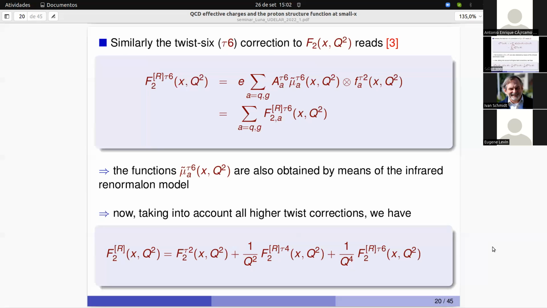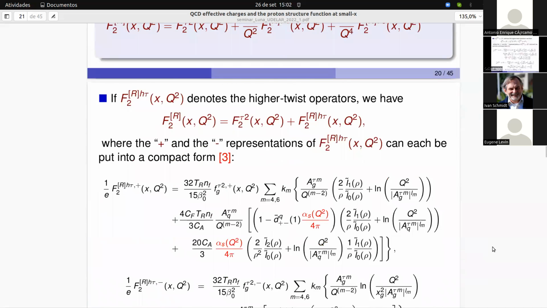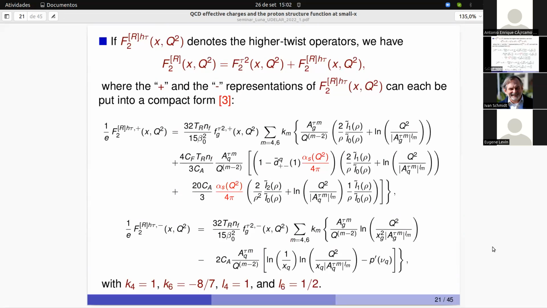So the idea is just to go to the next twist term and compare with the data. Did it work very well or not very well? No, not very well. So let's go to twist 6 and so on. Here I am showing the expression just to show that it's a complicated expression, but the most important thing is that our expansion can be written in an analytical way.